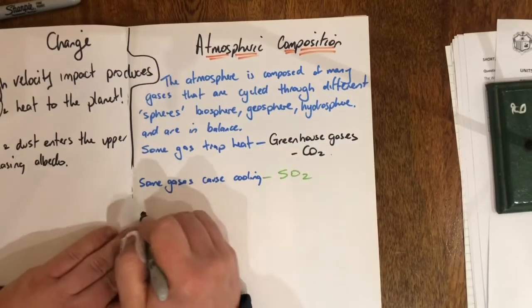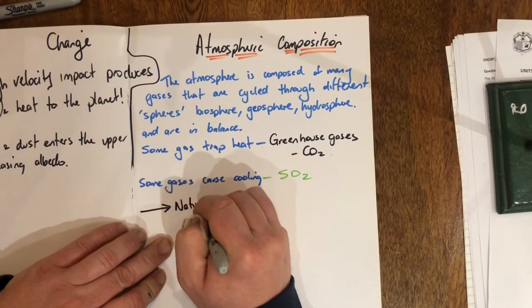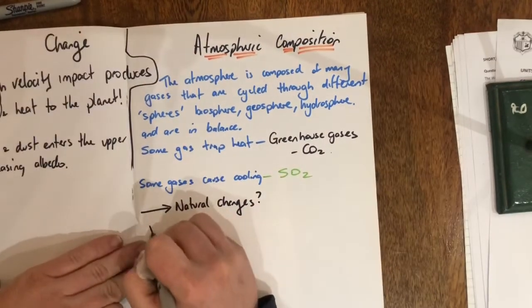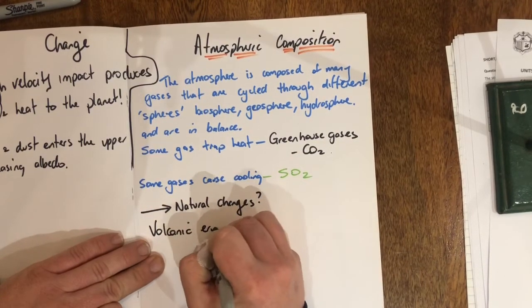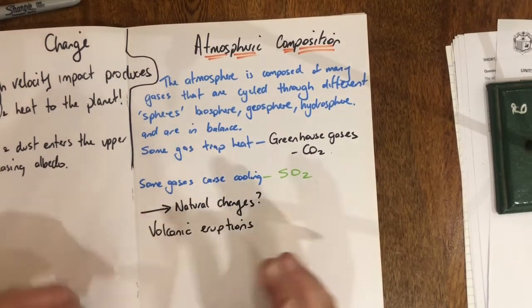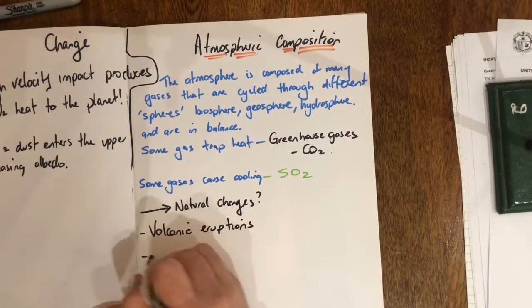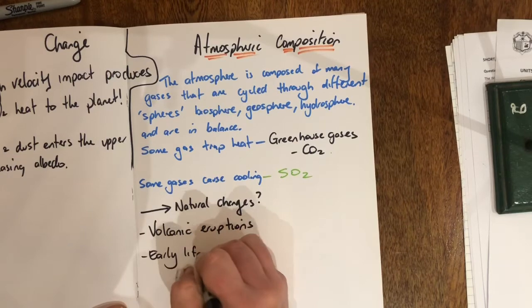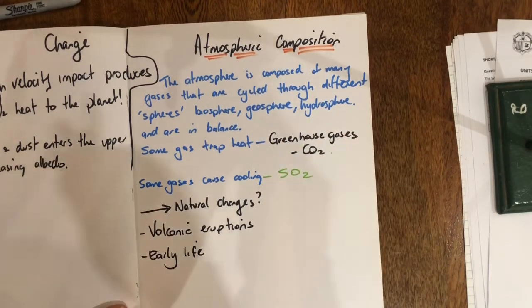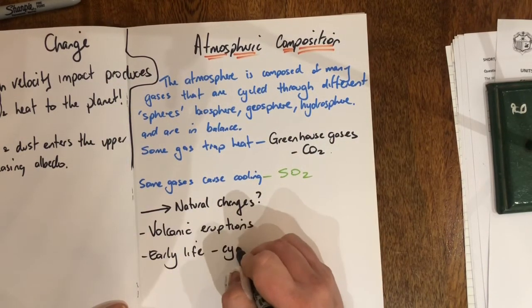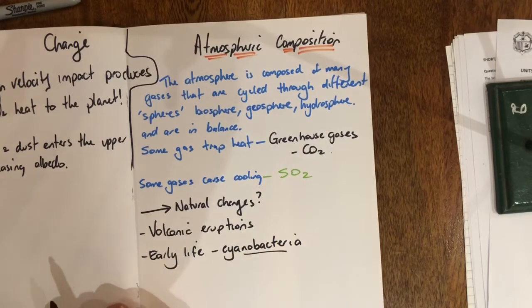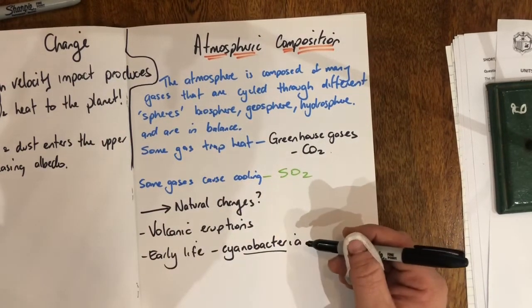What naturally changes this though? Well, we've got volcanic eruptions. They can definitely cause a great deal of change to the atmospheric composition. It could be early life. If you think about prior to the oxygen within the Earth, cyanobacteria converted carbon dioxide into oxygen. So early life completely changed our atmosphere.